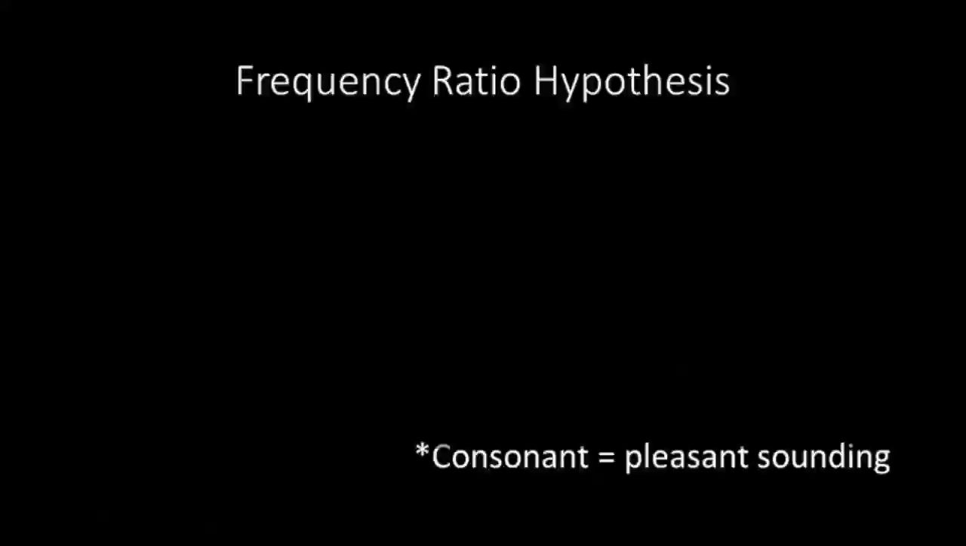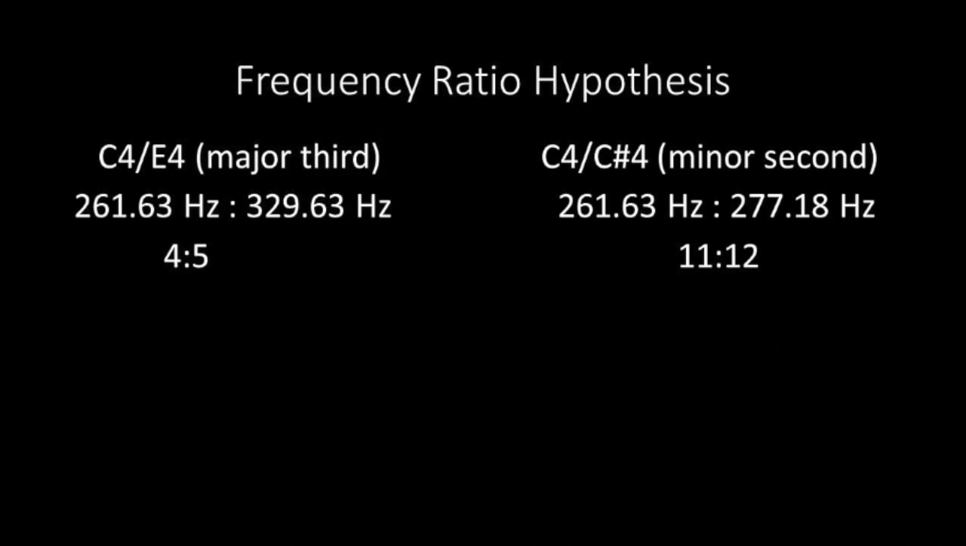Speaking of chords, we can also use math to predict which ones will sound the most consonant. It's all in the frequency ratio hypothesis. Although ratios can be formed from all note intervals, this hypothesis states that the most consonant chords are made up of notes whose frequencies can be reduced to the simplest ratios. That's why a major third is more pleasant than a minor second.